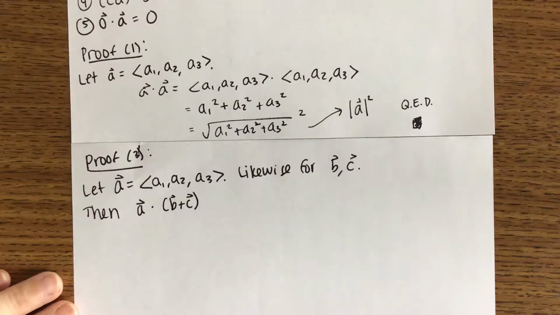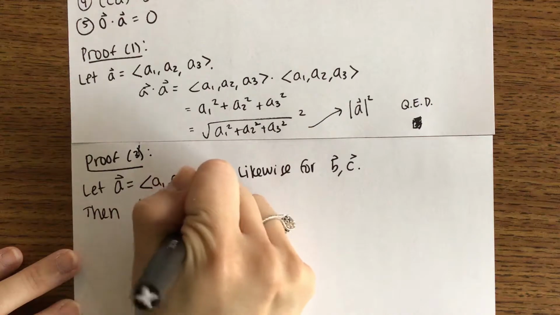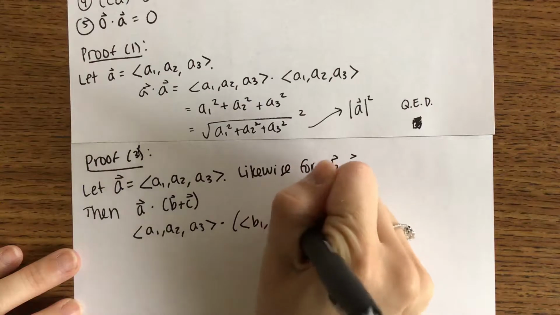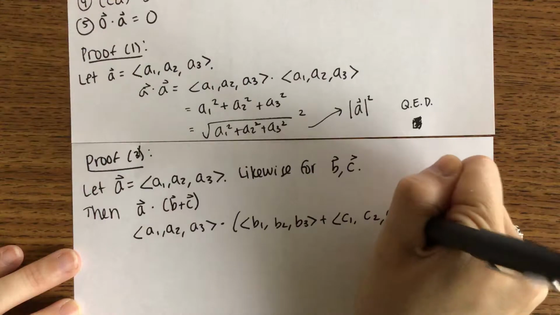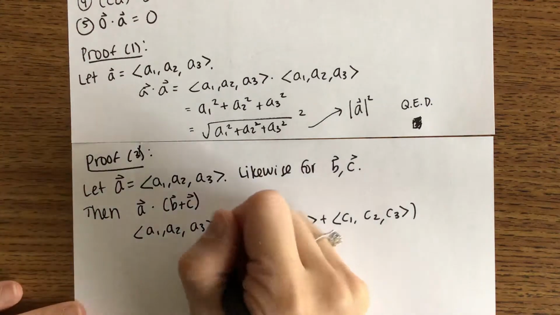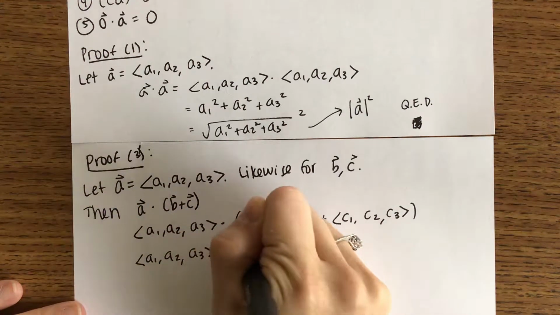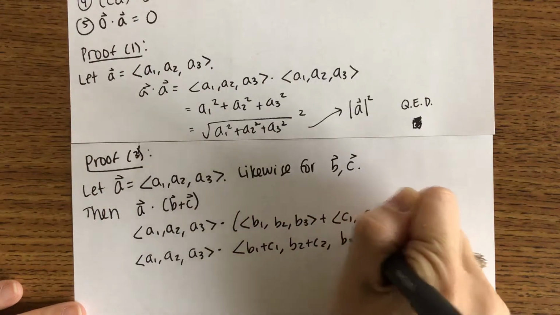So first thing we need to do is write this out in bracket notation. So this will be A1, A2, A3 dotted with the sum of B1, B2, B3 adding C1, C2, C3. Before we do the dot product, we're going to need to find the sum in the parentheses. So we have A1, A2, A3 dotted with B1 plus C1, B2 plus C2, B3 plus C3.